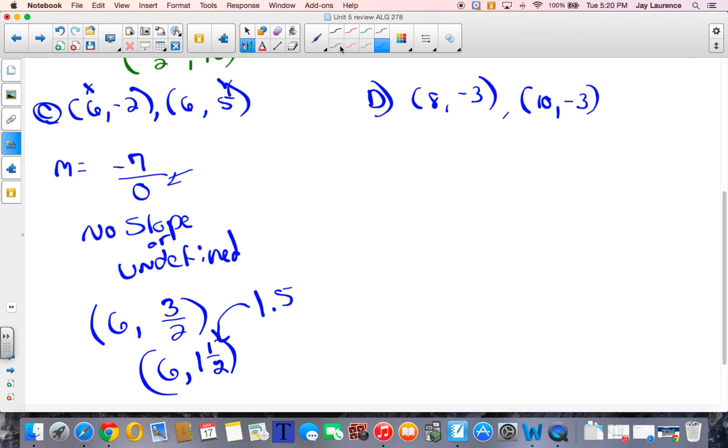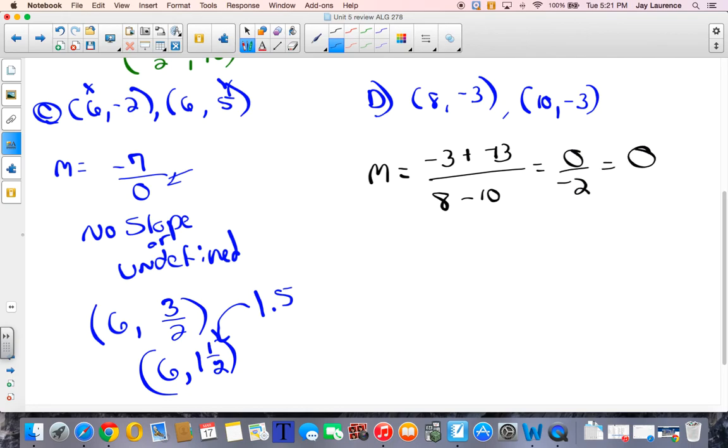Okay, last one here. So I'm going to do my slope, and I'm going to subtract negative 3 minus negative 3. Well, that's going to be 0 in the numerator. Denominator is going to be 8 minus 10, negative 2. 0 divided by negative 2, 0. My slope is 0. This is a horizontal line. All right, the midpoint. Well, I average 8 and 10, and I'm going to get 9. Negative 3 is going to be negative 3.